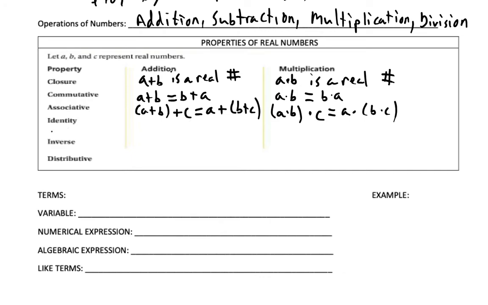The next, we have an identity. And what this is saying is, what can we add or what can we multiply to a number to get it back to itself? Or in other words, a plus what number is equal to a? Well, what can you add to any number to make it itself? The answer is 0. This means that 0 is the additive identity.